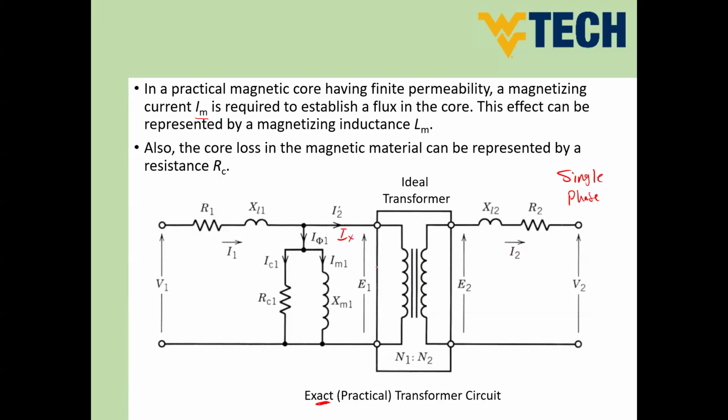So this is now an ideal transformer. In order to move parameters or refer the parameters to the other side, we can use the ideal transformer relation. I'm going to write it here right now. So E1 divide E2 equals N1 divide N2 equals I2 divide I1.